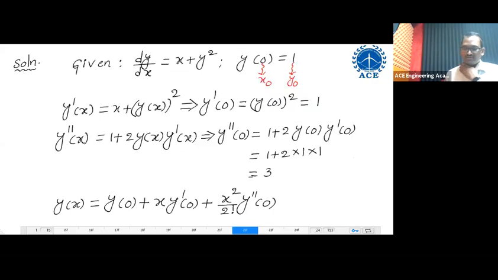How did you not get y double dash? This is y dash. What does y double dash mean? Derivative of e to the power of x, treat it as e to the power of x. Y square derivative 2y, and again y derivative y dash. So y double dash of 0 is equal to 1 plus 2 into y of 0 into y dash of 0. 1 plus 2 into y of 0, given 1, into y dash of 0, here 1.